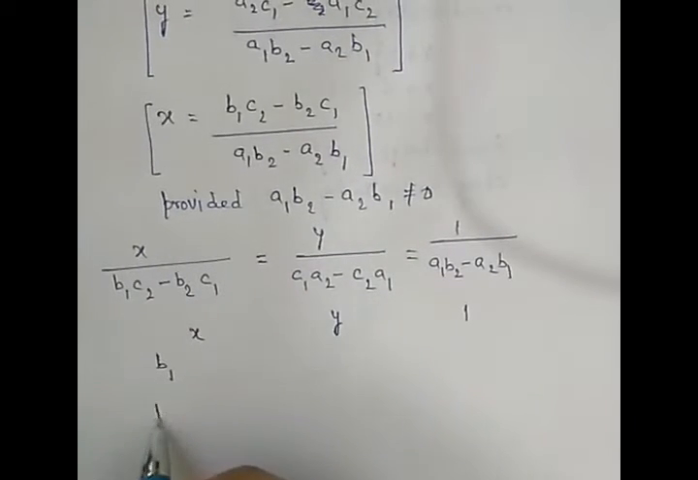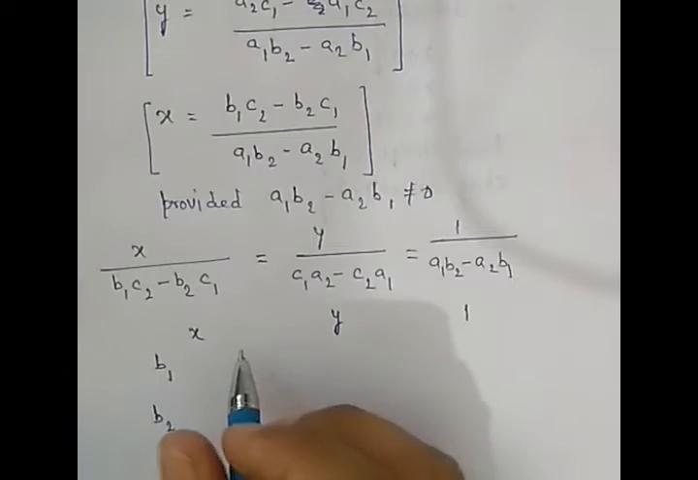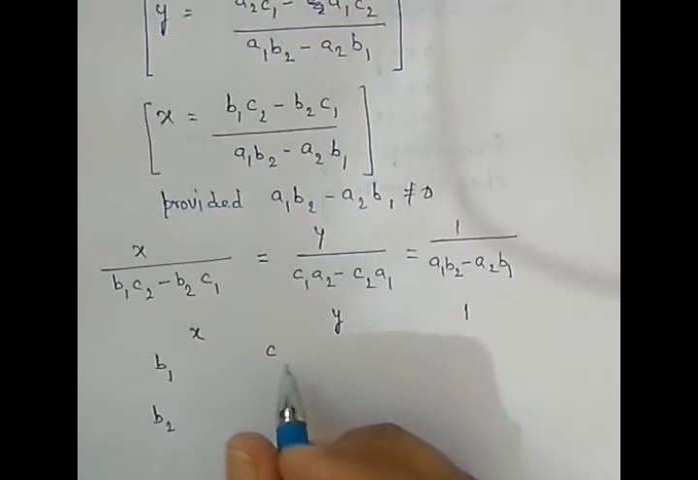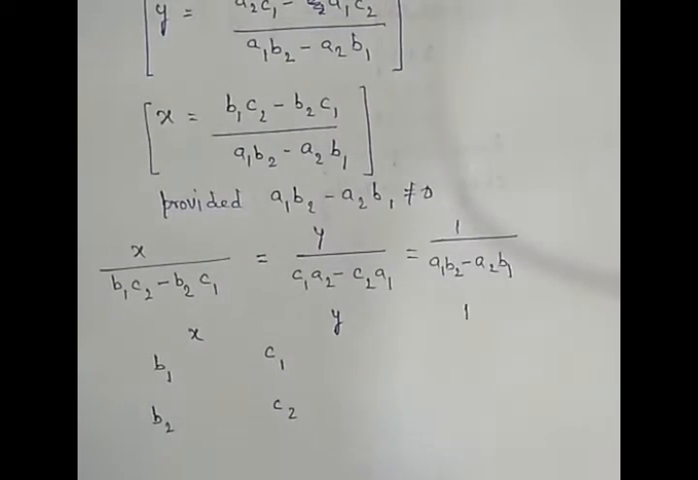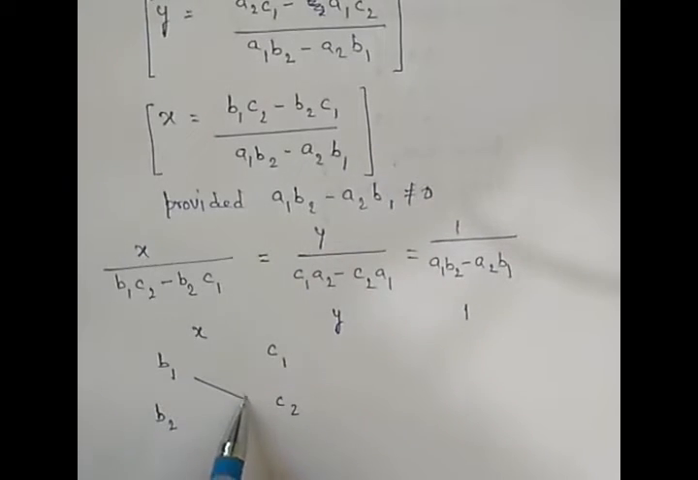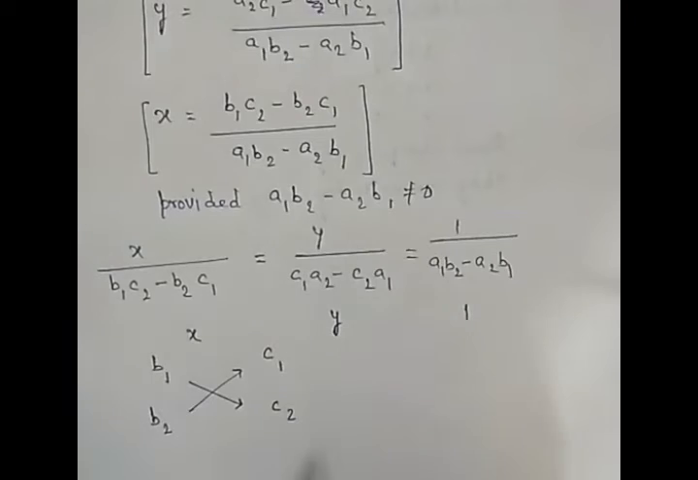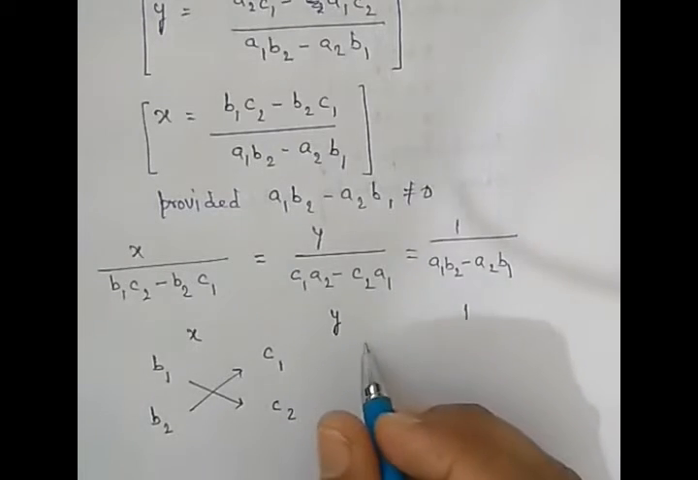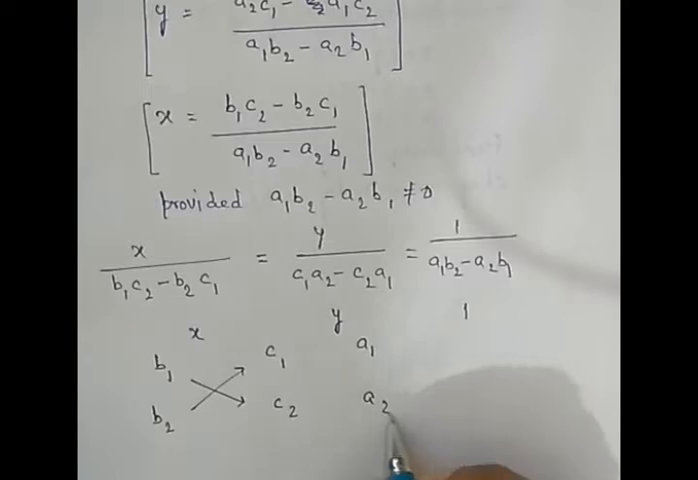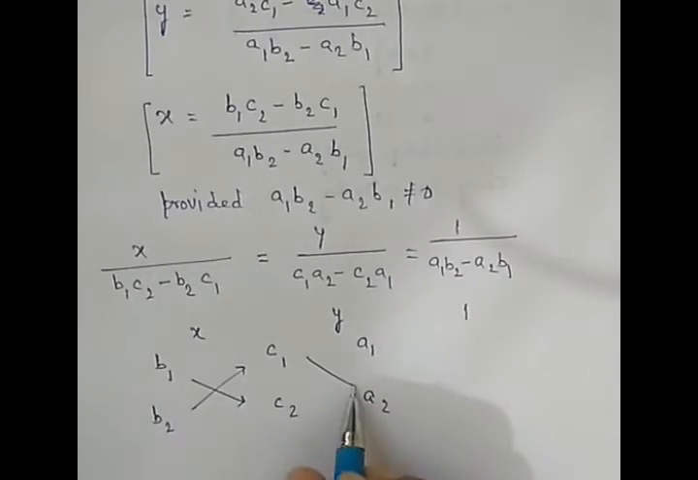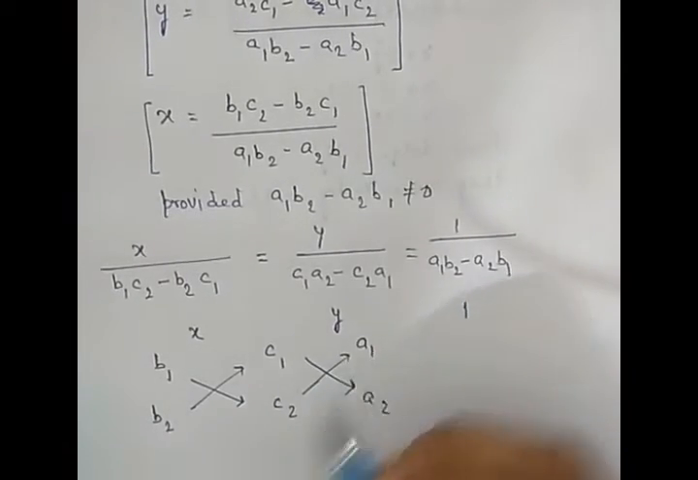b1 is there, b2 is there, and c1 is there, and c2 is there. So multiply this by this minus this by this. When we will use y, तो y के कोफिशिएंट b1 और b2 तो they will not be used. So कौन कौन से यूज होंगे? c1 c2 will be used and a1 a2 will be used. This into this and this into this.